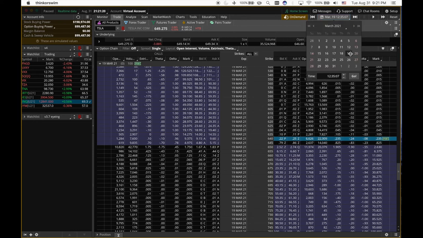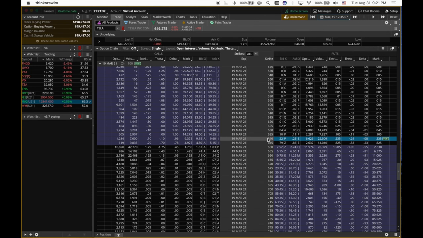Well, first of all, today is March 19th. It's the Friday that any of these options expire, including my 640 put. And by buying a 640 strike price put, I have the right to sell 100 shares of Tesla at 640. Right, that's the definition of a put contract that you buy. But in fact, the market is trading at 649, it's higher than the strike price.